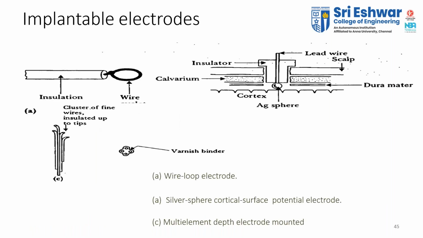Next is implantable electrodes. You can easily understand implantable electrodes: we place the electrodes inside our body through surgery. These electrodes are used to trigger your muscles and make your cells active. First is the wire loop electrode, with insulation on the outside and wire on the inside. Next is the B diagram, the silver sphere cordial surface potential electrode. The third one is the multi-element depth electrode. All these three are implanted inside the human body in order to trigger our muscles, cells or organs. They are placed inside the body.